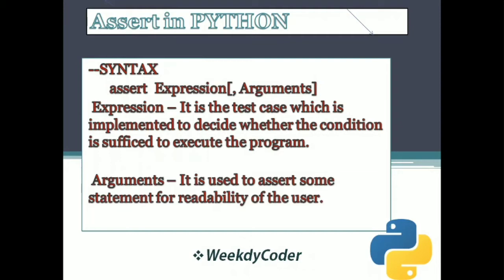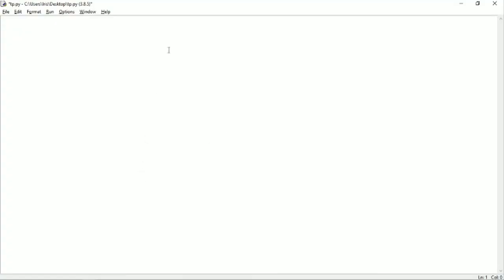And the argument is simply used to assert some statement for the readability of the user, so that the user can understand what type of error has been inputted into the input field. Okay, so let's try to understand this through an example. Let me take you to my compiler.